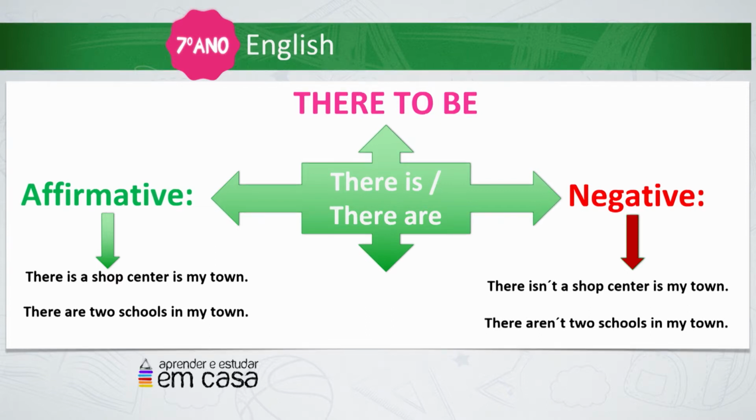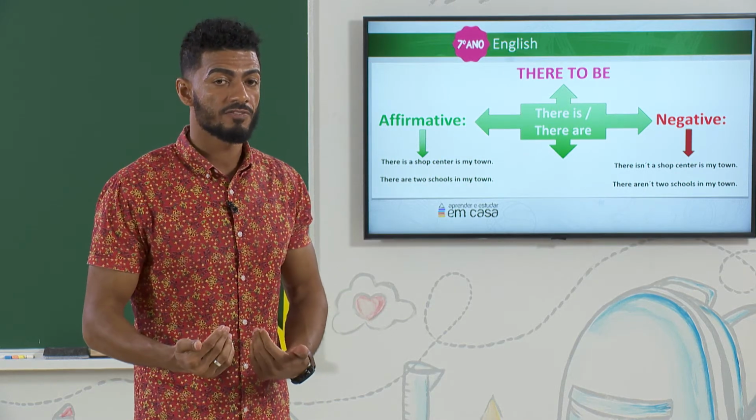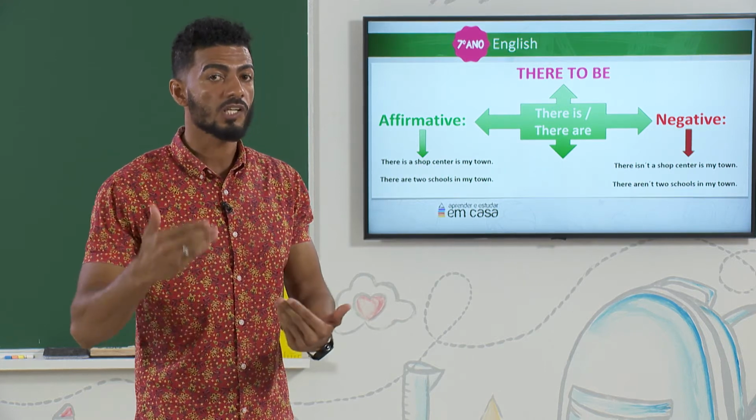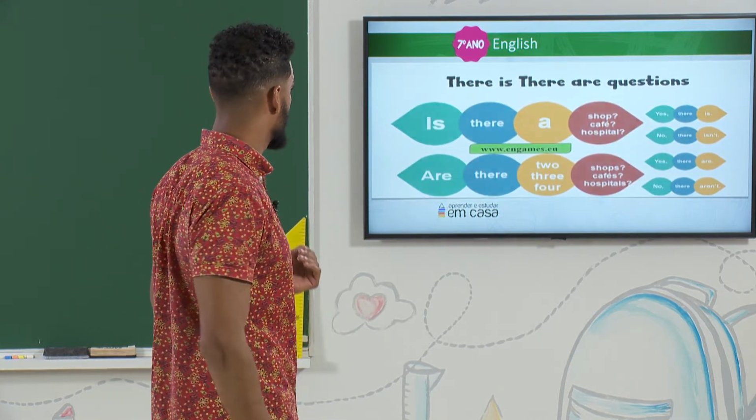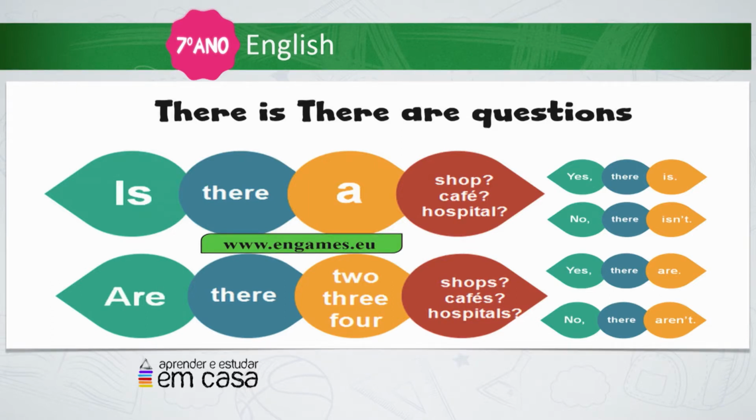Also, since we have affirmative and negative sentences, we also have there to be used in questions when you want to ask someone about the places in town. For example, we can say, is there a shop in your town? If there is, we say yes, there is, in singular. If we don't have, we say no, there isn't. Also, we have questions in plural. We say, for example, are there two shops in your town? If you have shops, we say yes, there are.